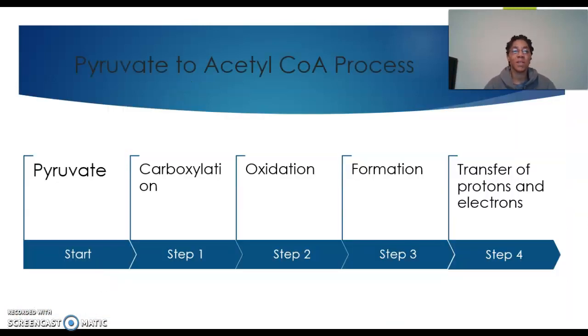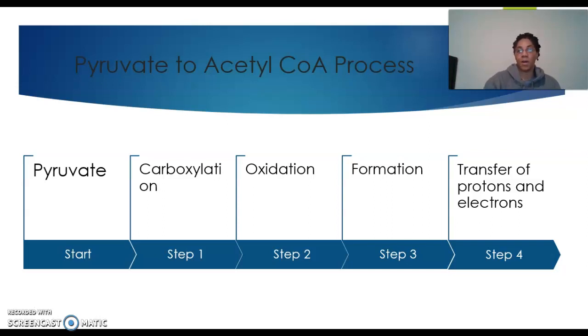Okay, so the process of pyruvate being converted into acetyl-CoA. You start off with pyruvate, then you have the carboxylation phase, oxidation, formation, and then you have the transfer of electrons and neutrons. But I'll definitely go more in depth as far as the steps in the cycle, what coenzymes are involved, what enzymes are involved in the cycle.